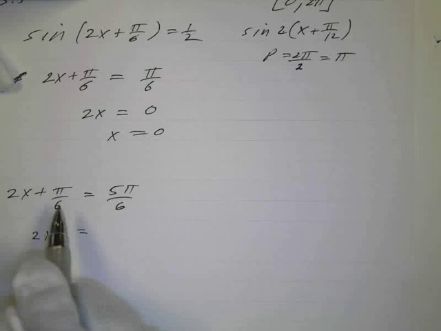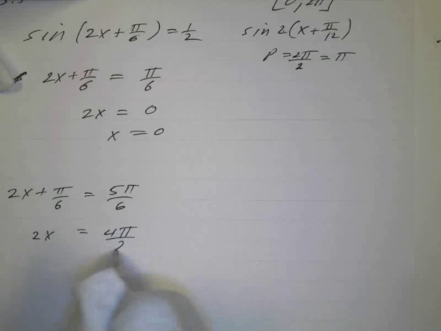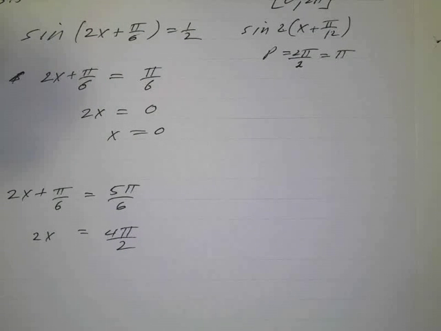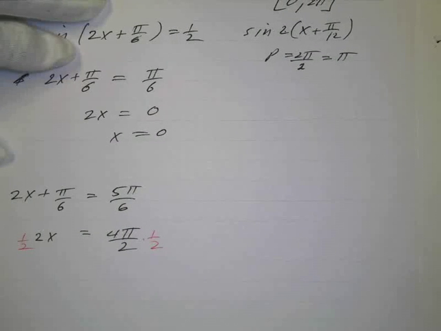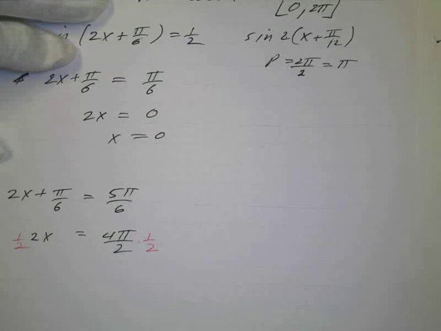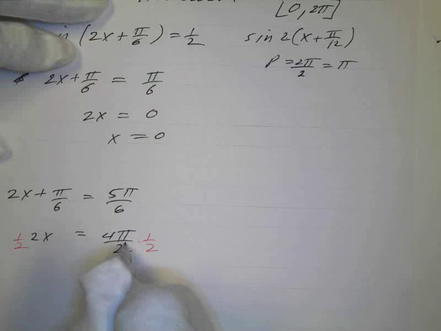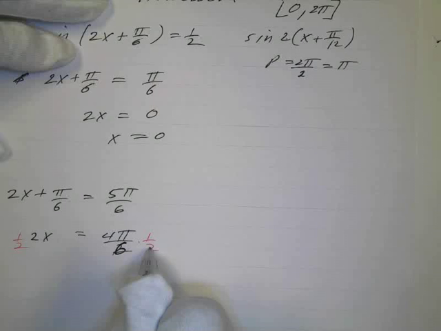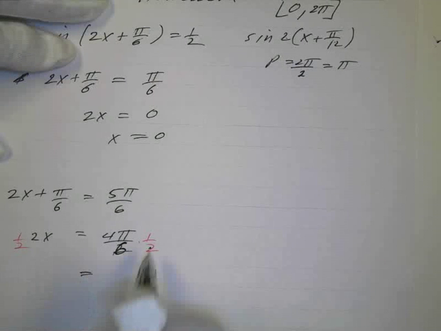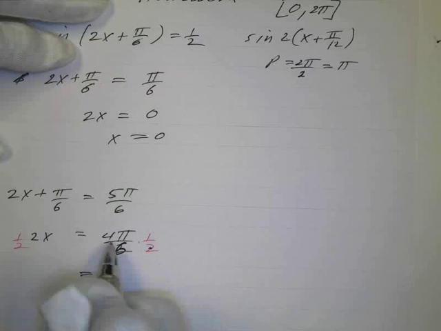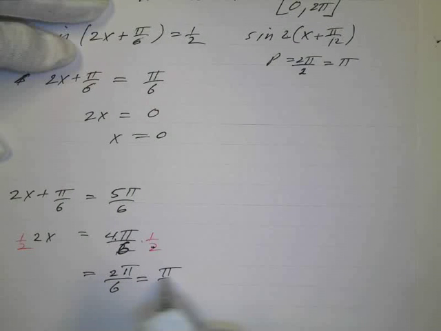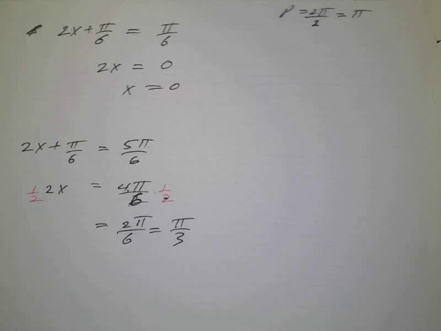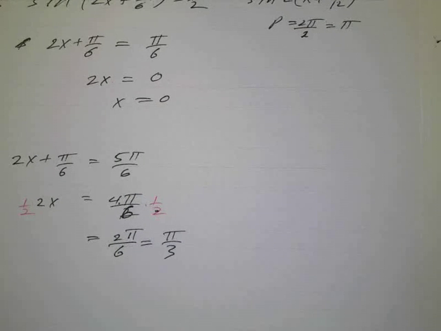And then the other one here would be 2x equals, and then if I subtract pi over 6, I get 4 pi over 6. And then if I multiply by 1/2 to get rid of that 2, oops, that's 4 pi over 6, pardon me. Then 2 goes in there twice, so that's the same thing as 2 pi over 6, which is pi over 3. Okay, so those are your two basic answers.